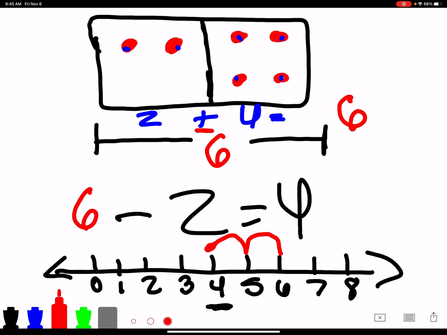So 6 minus 2 equals 4 is correct, because you can tell both of those problems have the same numbers and everything lines up correctly. So we did that problem correctly. Let's try another example.